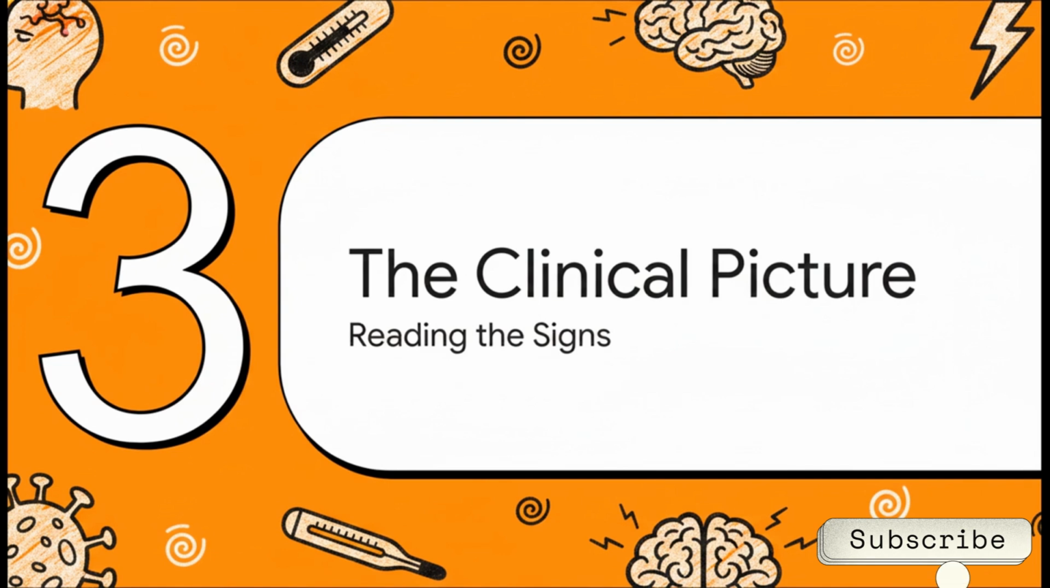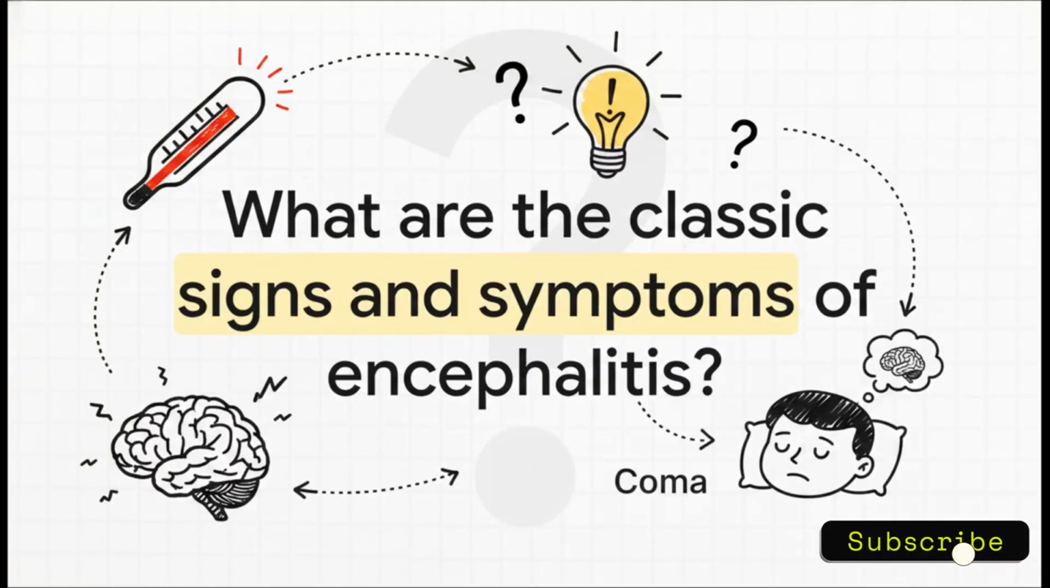So, what does this actually look like in a patient? Let's move on to the clinical picture. Recognizing these signs is absolutely critical, and I've got a great way to help you remember them. Yeah, so what are the classic signs? I mean, the presentation can be all over the place, right? From just a fever and a headache to full-blown psychosis and coma. It can be confusing. That's why we need a solid mnemonic to keep it all straight, especially when you're under pressure.